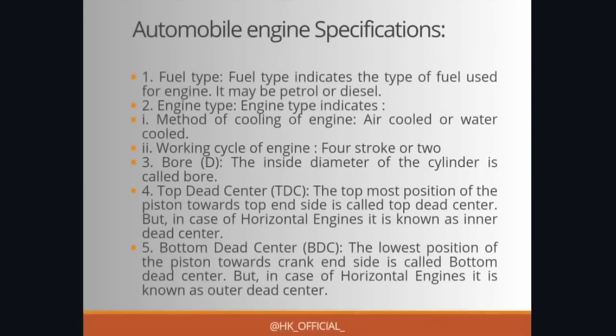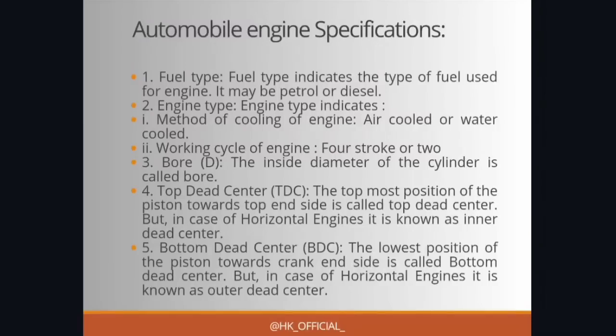Then we have automobile engine specifications. This is also an independent question which can be asked. They can ask you to write 6 specifications or 7 specifications, so you have to consider this topic. First is fuel type, the first specification of an automobile engine. Fuel type indicates the type of fuel used for the engine, and it may be petrol or diesel. It is simple knowledge which we know, but we have to write about it in specifications.